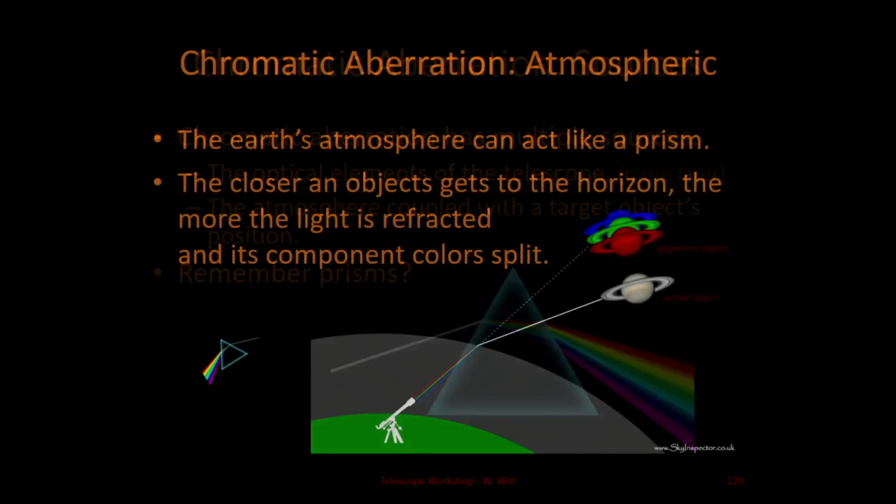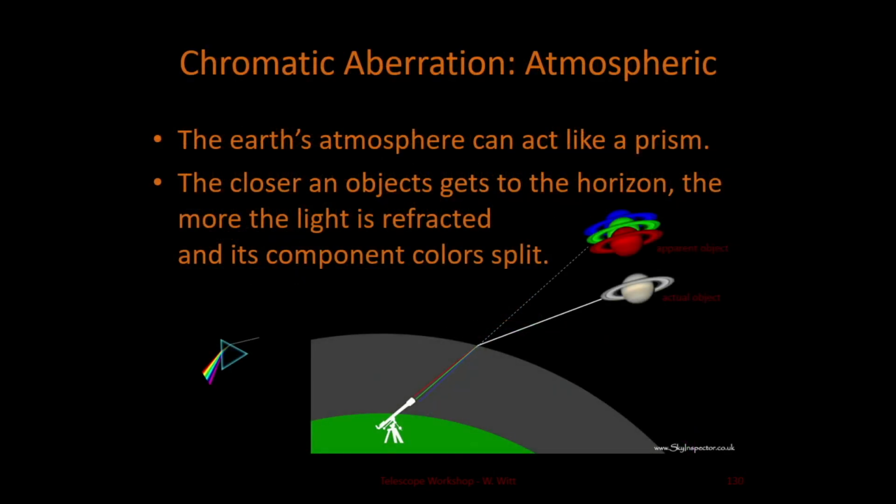This is a similar effect to what can happen with our atmosphere, right? Our atmosphere can act like a prism because it's not the same consistent material from top to bottom. Space has no air, no water, at a certain point. But our atmosphere has air and water vapor and all kinds of dust. So the atmosphere itself can do that sort of refracting effect on light and turn white light into its constituent components. And the closer an object gets to the horizon, the more light is refracted and the more its color components split.